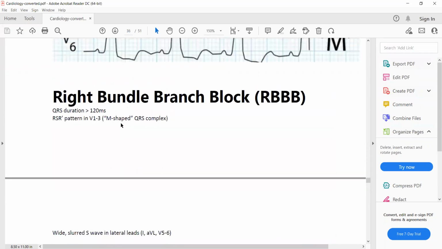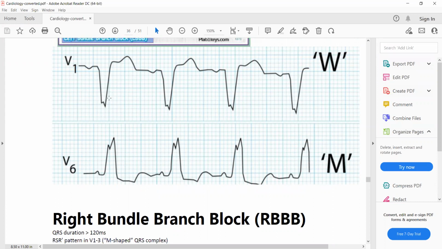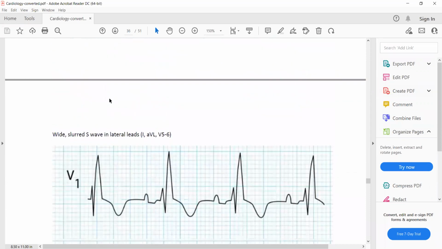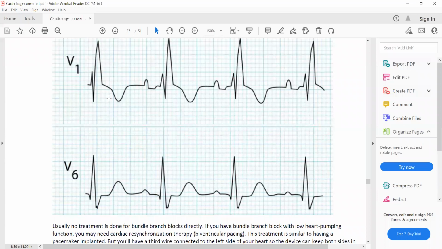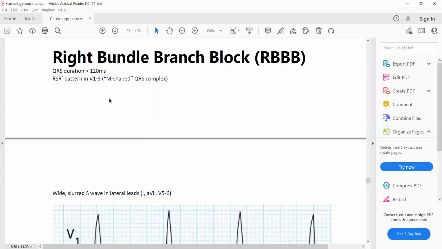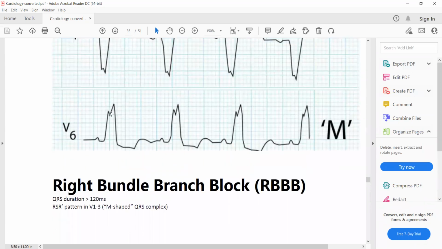While in left bundle branch block, there is a deep inverted QRS complex in V1. Now let's look at lead V6. In left bundle branch block, in lead V6, there is an M-shaped broad QRS complex.